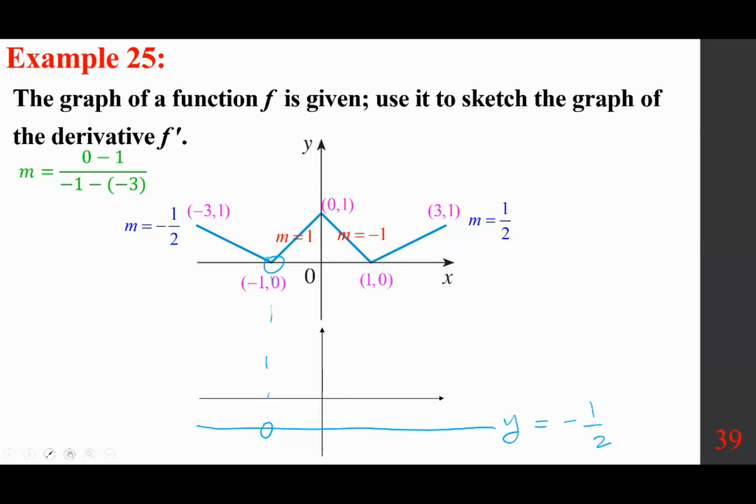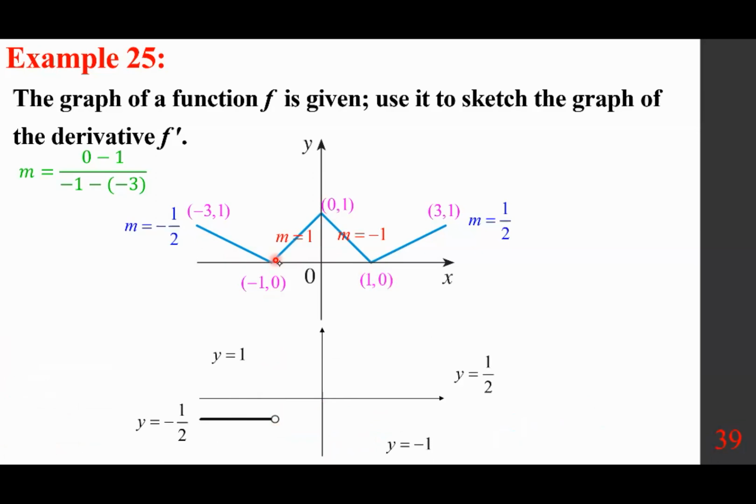Let me clean up the mess. So y equals -1/2 works for this one, and it stops here and has a hole because this is a sharp corner, everybody. So we have y equals 1, y equals -1, y equals 1/2, and we are done. Pretty straightforward, everybody.